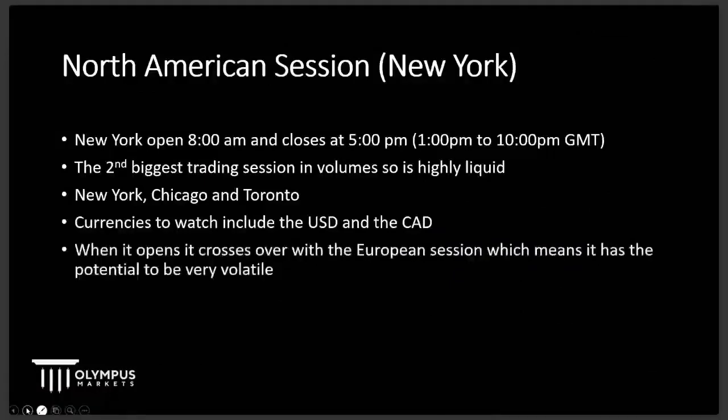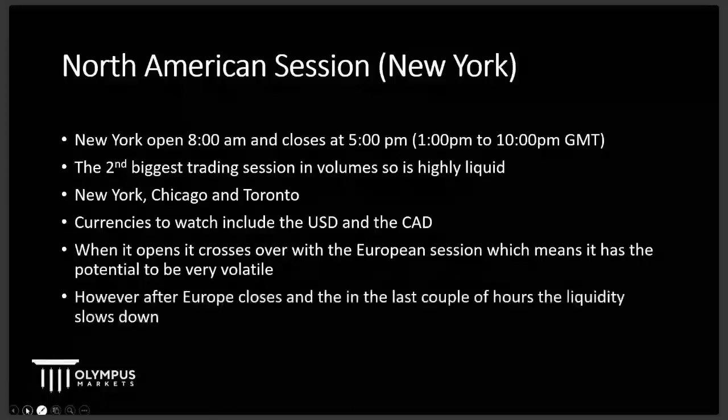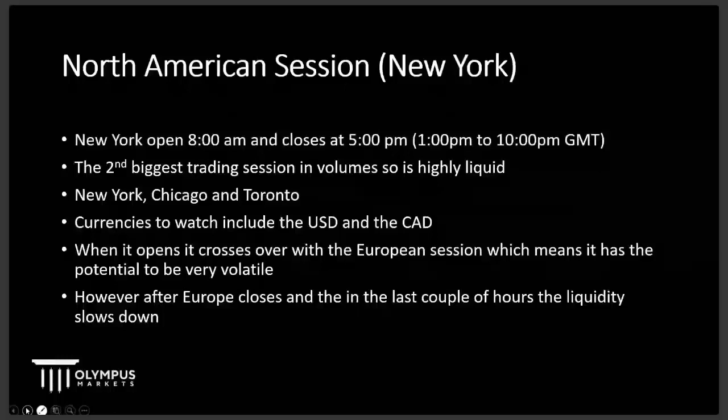Now, here's the thing about this session. This session crosses over with the European session, which means it has the potential to be extremely volatile because at the same time, you have 2 of the biggest sessions all awake and all trading. So again, depending on your attitude to risk, you may be wary of when the crossover happens. However, once Europe closes and the tail end of the New York session is coming to an end, in the last couple of hours, liquidity slows down before it then switches back on to the Asian session to take over.